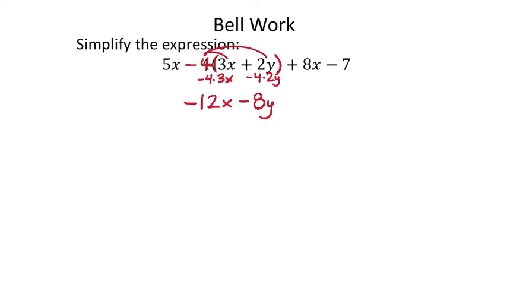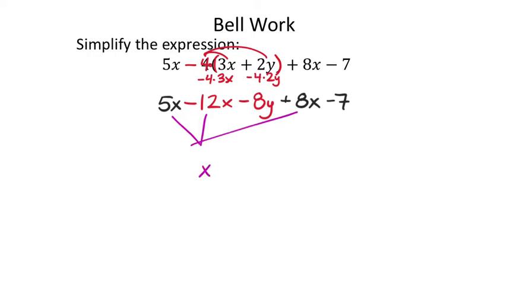And then the rest of this, it can just drop. So the 5x will drop, the plus 8x dropped, and the -7 dropped because there was no distribution with those terms. Now I have an expression with 5 terms, but these 5 terms, I can see that there is 1, 2, 3 terms with x's. So I know I'm going to have an x term here.